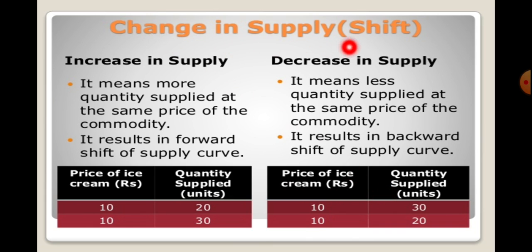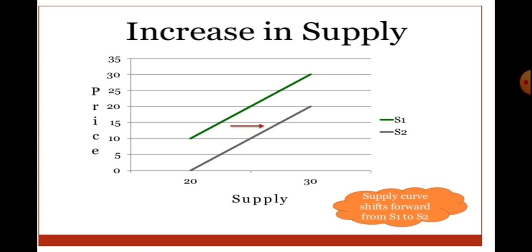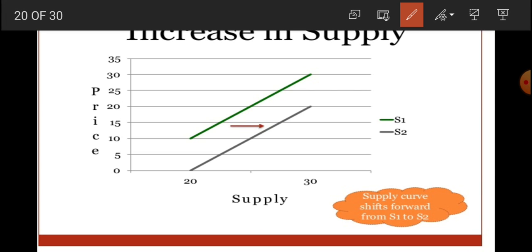So change in supply has two aspects. One is the increase in supply and second is the decrease in supply. In case of increase in supply or decrease in supply, there is shifting of supply curve. Now look at the diagram. This is increase in supply because we want to show that price of the commodity remains constant. Let it be at 15. When price of the commodity is 15, then supply of the commodity, let it be 21.